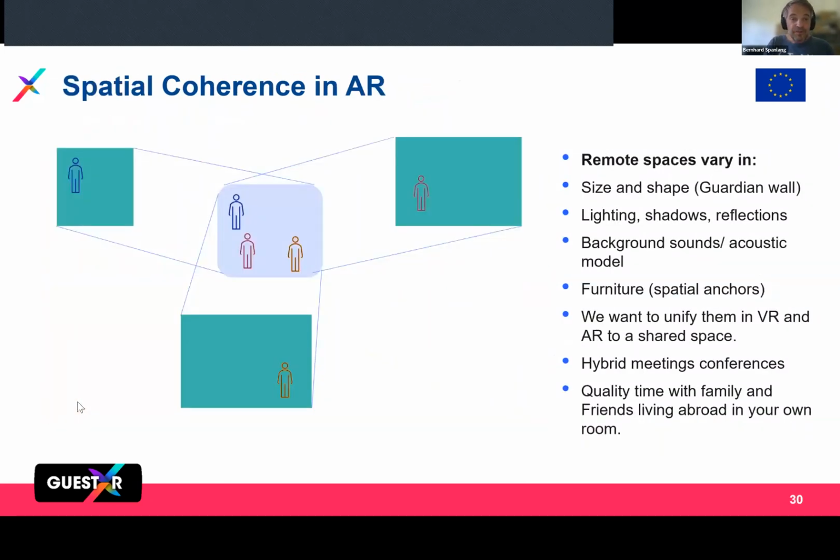So for augmented reality in particular, there are some more difficult problems to solve in this GuestXR project. And one of the bigger issues is to keep spatial coherence. So there are these remote participants that are meeting in a virtual space, an augmented reality space. So avatars would appear in their real rooms. And obviously, these real rooms have different aspects. So there's different furniture, they're different size, different lighting, different acoustic properties.